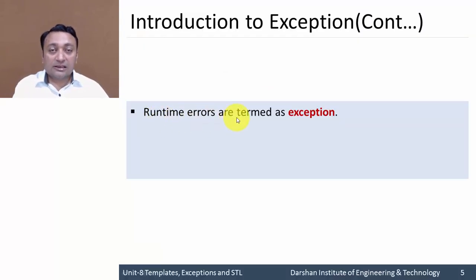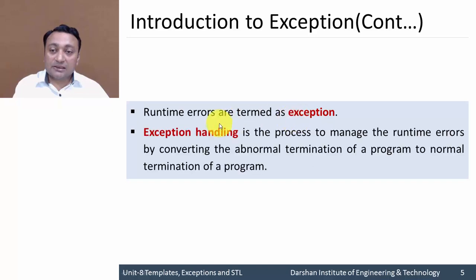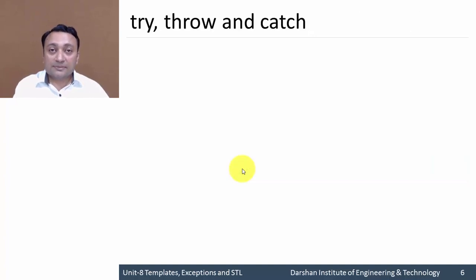So runtime errors are termed as exceptions. Exception handling is the process to manage runtime errors by converting the abnormal termination of a program to normal termination of the program. So let us see how exceptions work. Exceptions have three main keywords: try, throw and catch. Let us understand the try, throw and catch keywords informally.